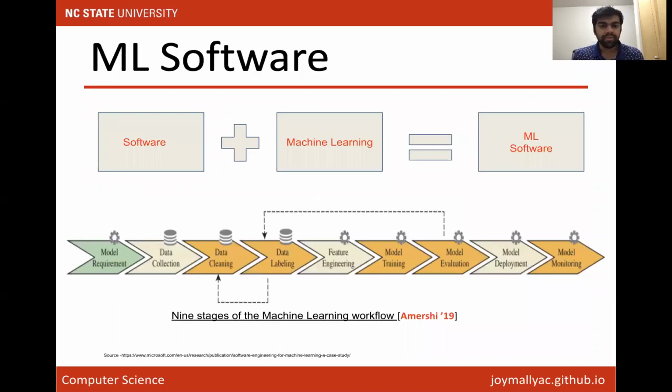So what is ML software? Nowadays, almost every software uses some kind of machine learning model inside it. If a software uses a machine learning model, it is called ML software. In 2019, a Microsoft paper came out and they talked about 9 stages of the ML software workflow. It starts with model requirement, then data collection, data cleaning, data labeling, feature engineering, model training, model evaluation, deployment, and monitoring. Here we have shown the arrow where our method Fairway will come handy.